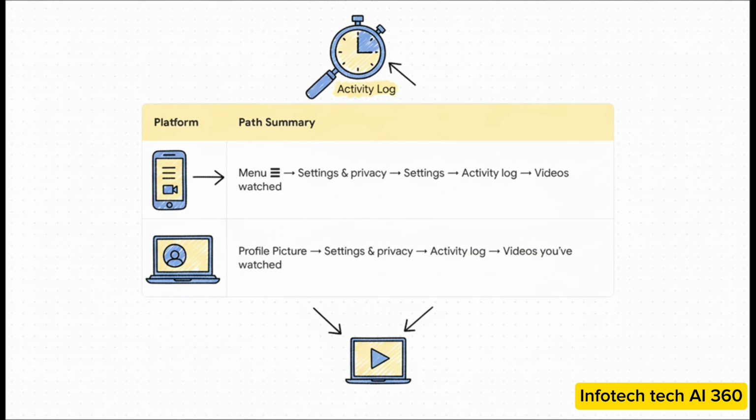So, the main thing to remember here is that it doesn't matter what device you're on, your destination is always the activity log. You can see the two paths here side by side, and you'll notice the core steps are almost the same. Get to your settings, find that activity log, and then filter for your video history. You can think of this as your little cheat sheet.